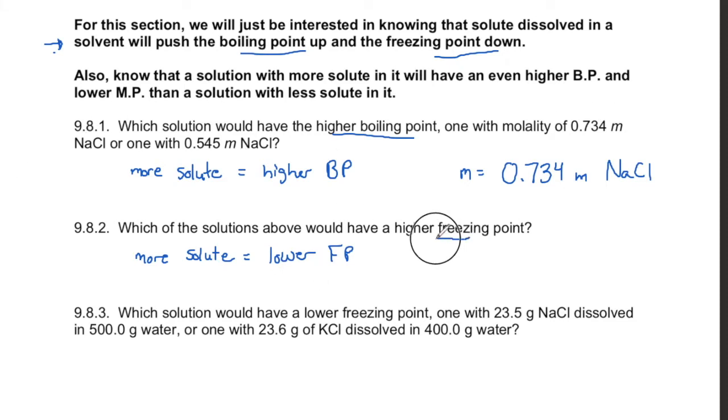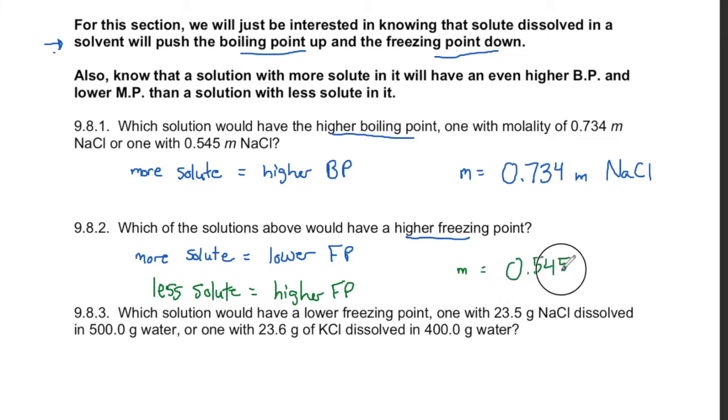For this one, we want to know which one has a higher freezing point. The one with more solute has a lower freezing point. So this time the one with less solute will have a higher freezing point. So we will want the solution that has less concentration of sodium chloride in it. So between these two solutions, the one with less sodium chloride in it will have the higher freezing point. The one with more sodium chloride in it will have the higher boiling point.